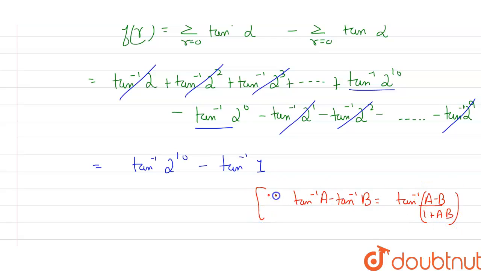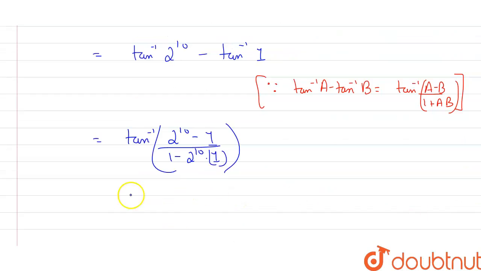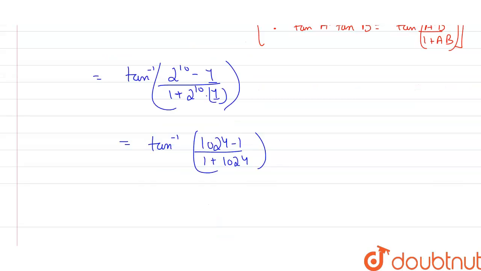Since we know this identity, I'm going to implement it onto this function. So this will become tan inverse of 2 to the power 10 minus 1, divided by 1 minus 2 to the power 10 with the product of 1. Look carefully now: 2 to the power 10 is 1024, so 1024 minus 1 divided by 1. Okay, this should be a plus, not minus. So 1 plus 1024. This is the series we are having now.